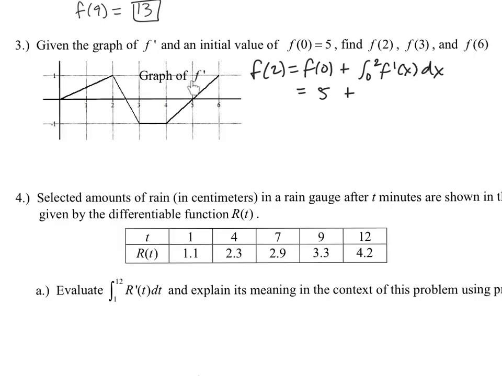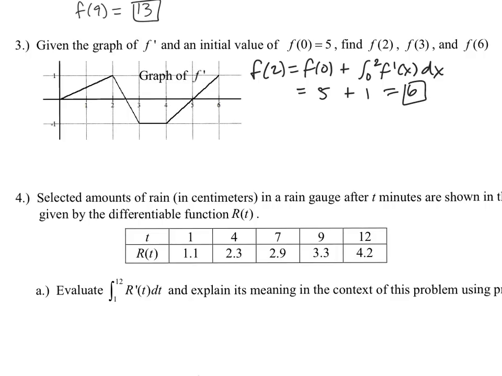So we're looking at the graph of f prime, so that integral will be the area between the graph and the x-axis from 0 to 2. So using your geometry formula, this is a triangle. If we take 1/2 its base times its height, this area is 1. So f of 2 then will be 5 plus 1, which is 6.